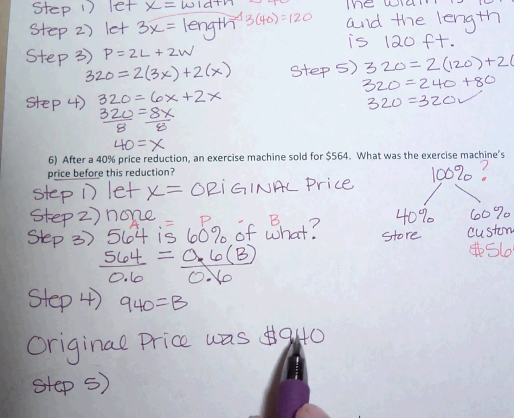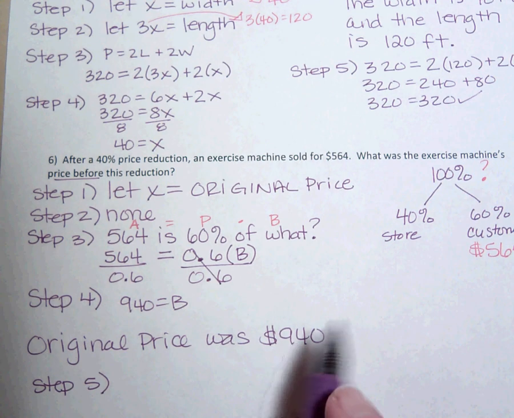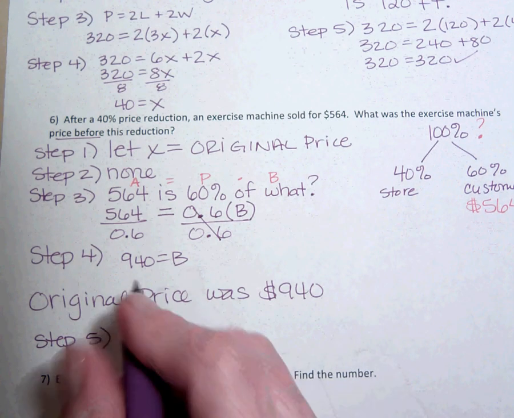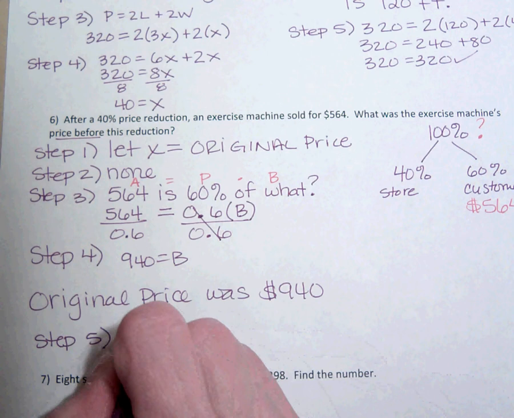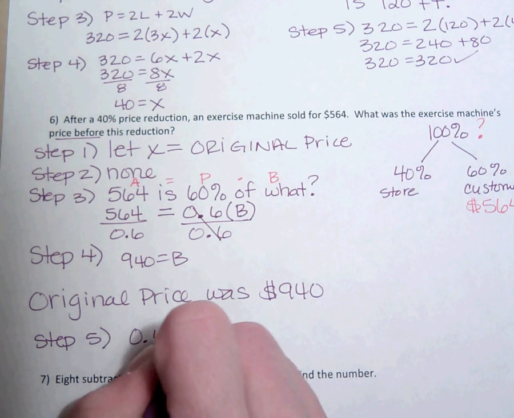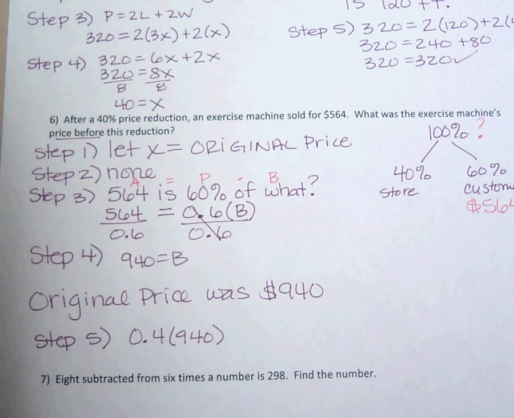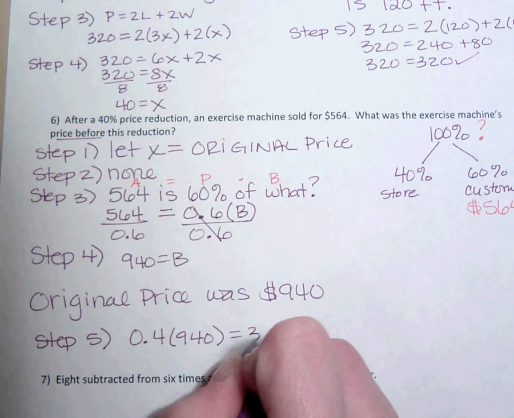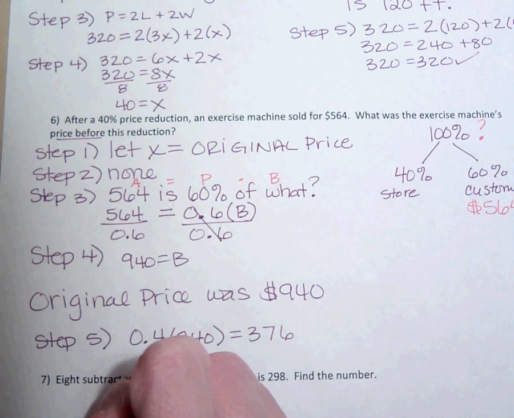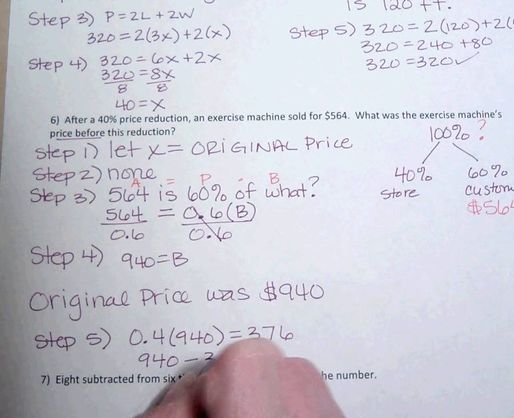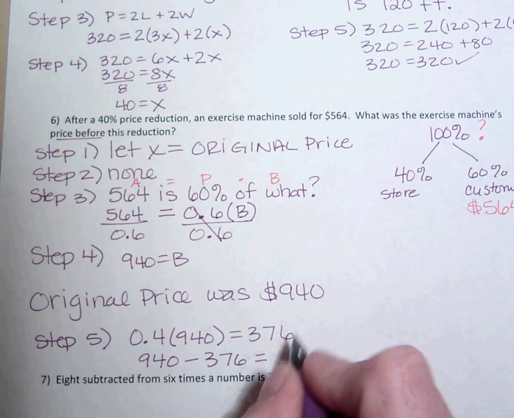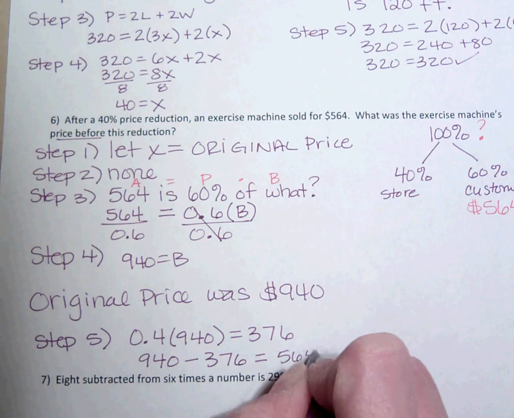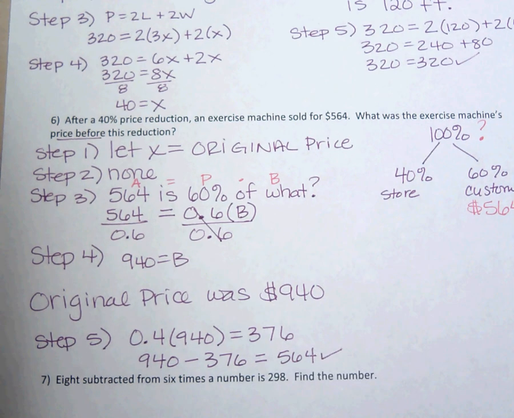Let's check it. So basically, if we started at 940 and we took a 40% reduction, we want to find 40% of 940, which is $376. And then if that's a reduction, that means we subtract that from the original, and there we go. There is our 564 as the sale price.